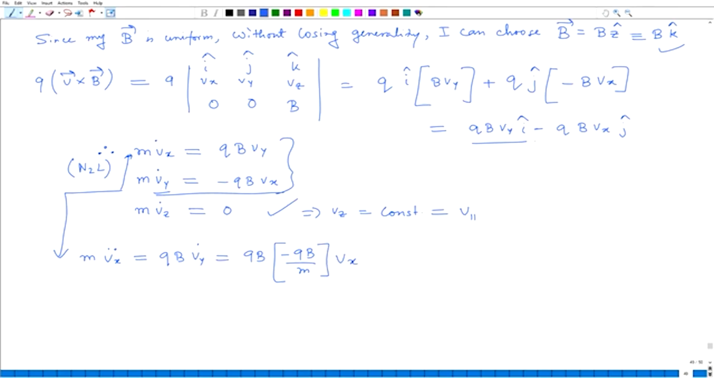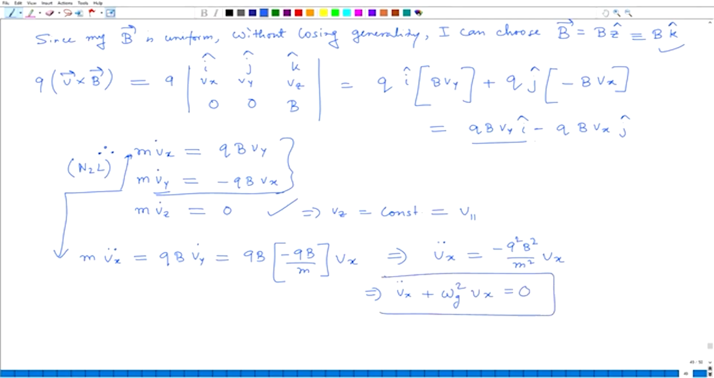And if you have this type of situation, then you can easily say, okay, I have Vx double dot is equal to minus q square B square by m square Vx, so Vx double dot plus omega g square Vx is equal to 0, where omega g is equal to QB by m.